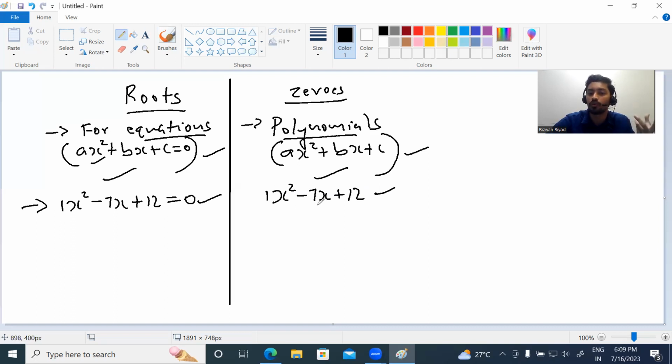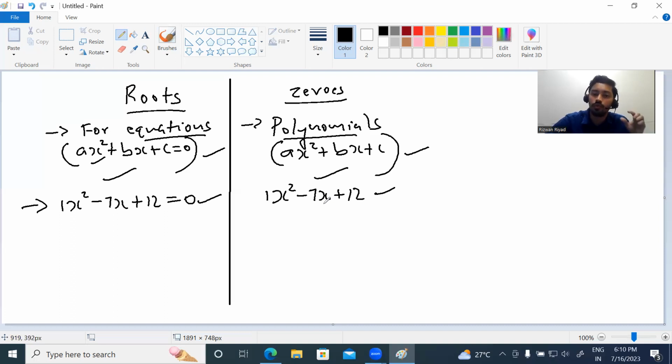You can put many values for x. Not like the equation, where you cannot put any real number for x. You will find only a few numbers, and only if you put those numbers is the equation correct. Those numbers are known as roots. But on the polynomial side, you can put any real number for x. No problem. But only for a few real numbers does this polynomial become zero. Those values are known as zeros of the polynomial.